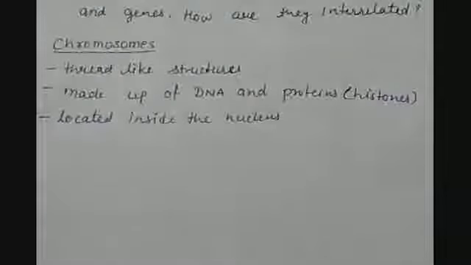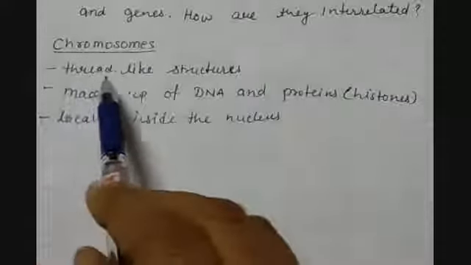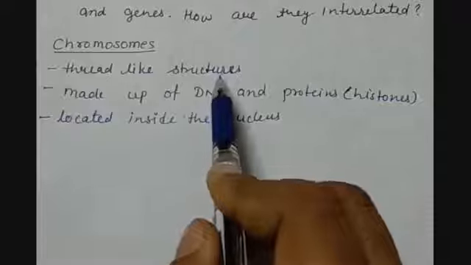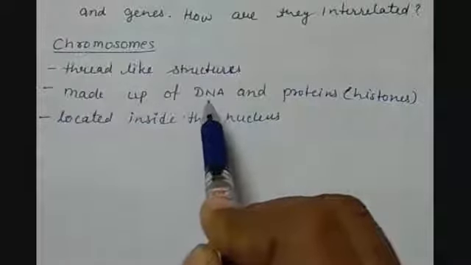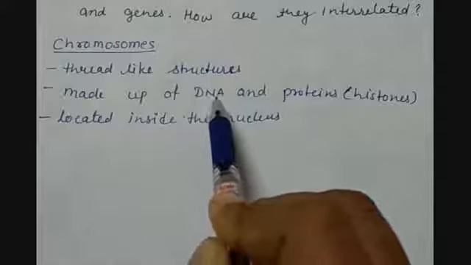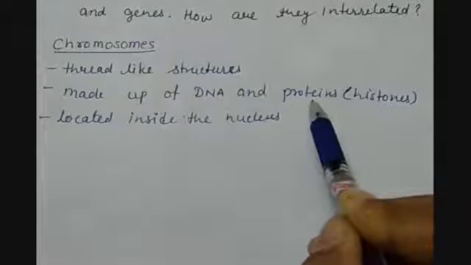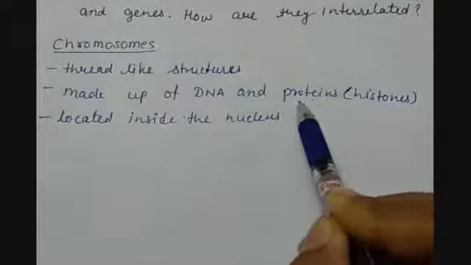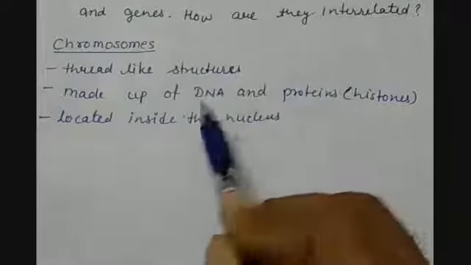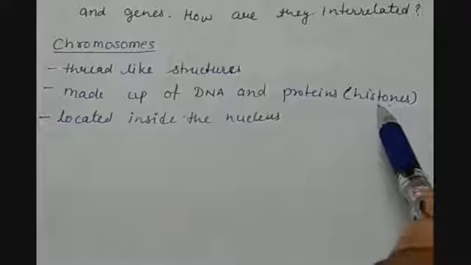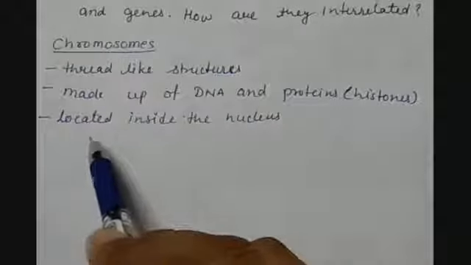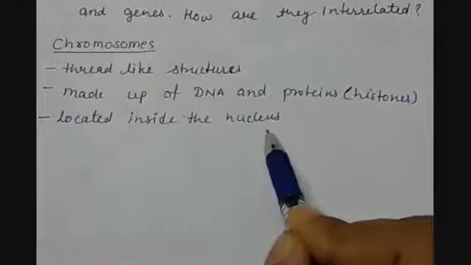So children, let us talk about the chromosomes first. What are chromosomes? Chromosomes are thread-like structures which are made up of one molecule of DNA which is wound around the proteins. Proteins that support the structure of DNA. And these proteins are called histones. Chromosomes are located inside the nucleus.